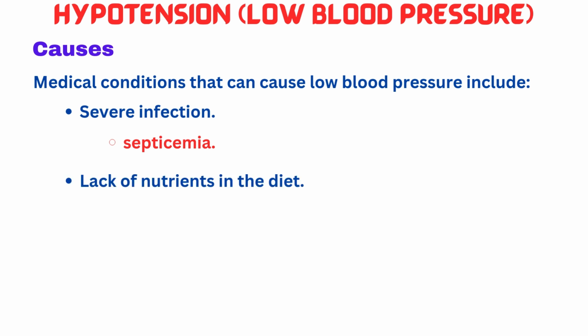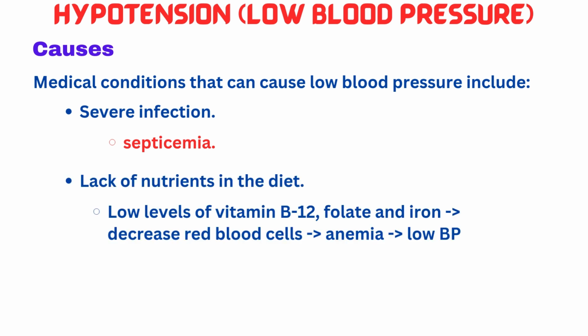Next cause is lack of nutrients in the diet. Low levels of vitamin B12, folate and iron can keep the body from making enough red blood cells. A lack of healthy red blood cells is called anemia and it can lead to low blood pressure.